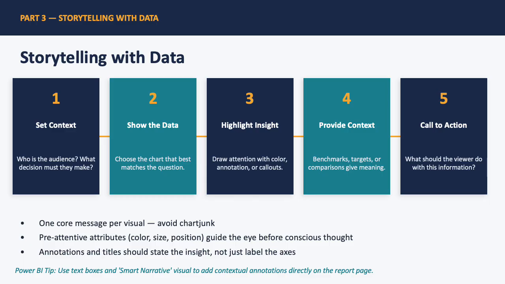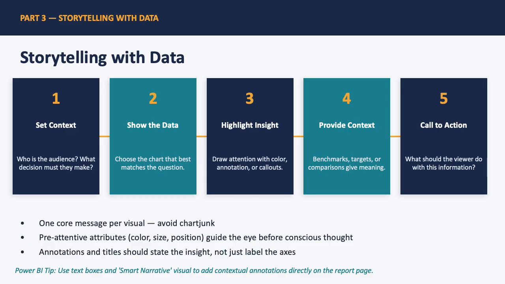The third stage is to highlight the insight. This is where the color, annotation, and reference lines become critical. Don't rely on the reader to find the key point. Draw their attention to it explicitly.